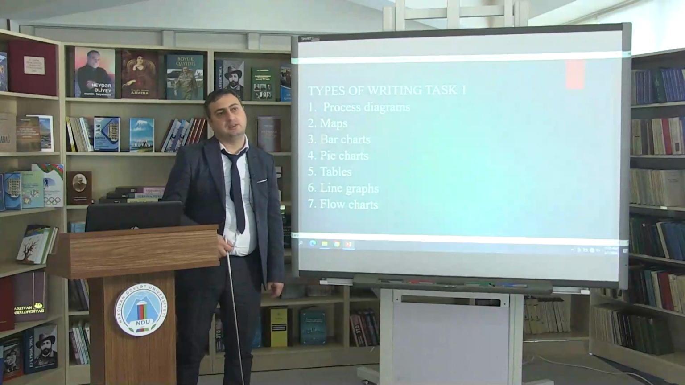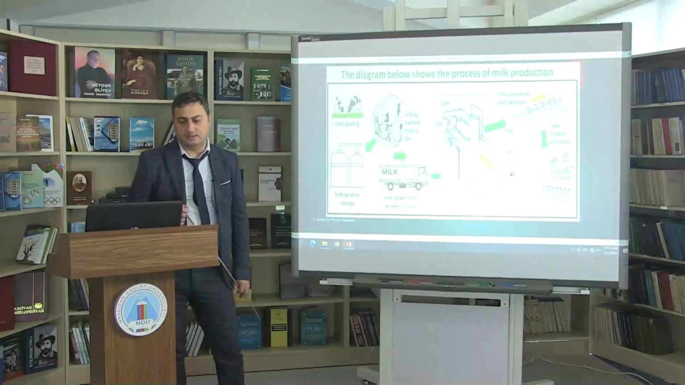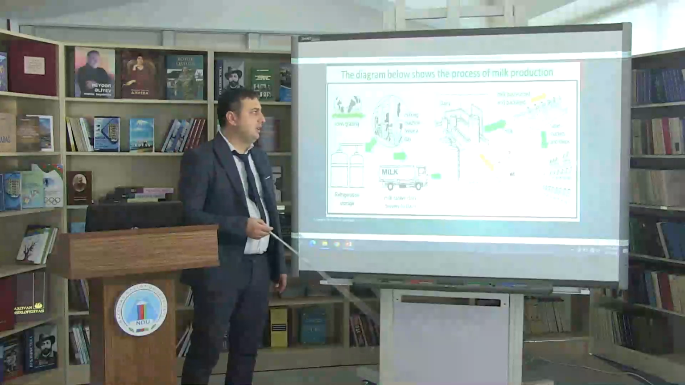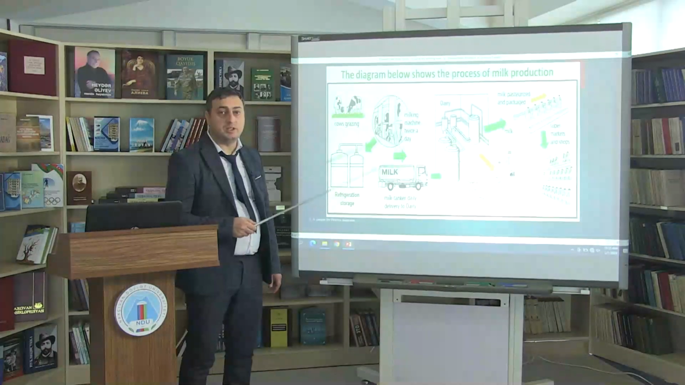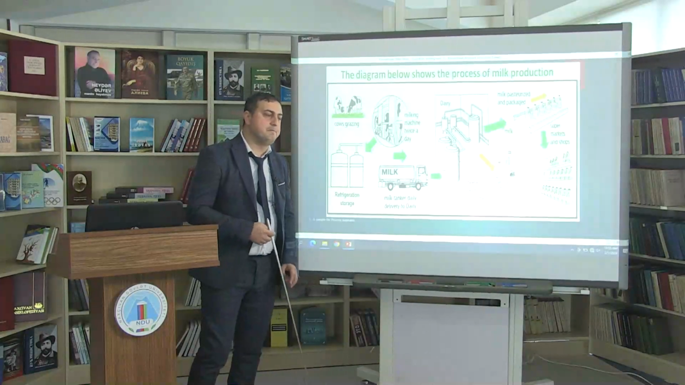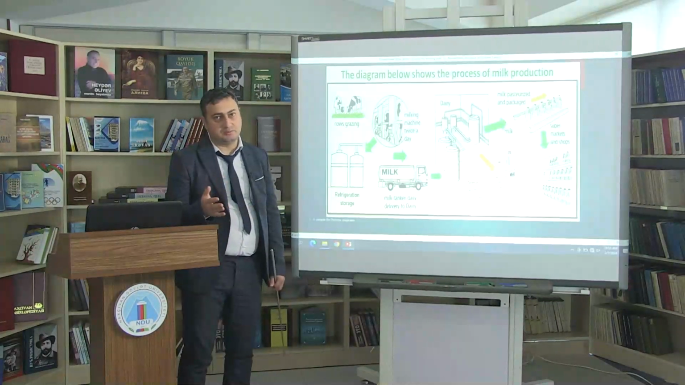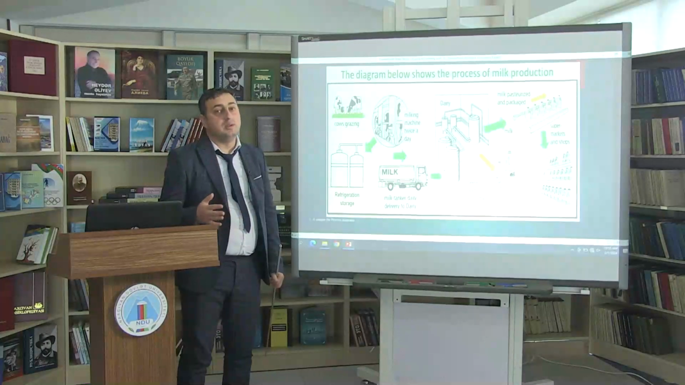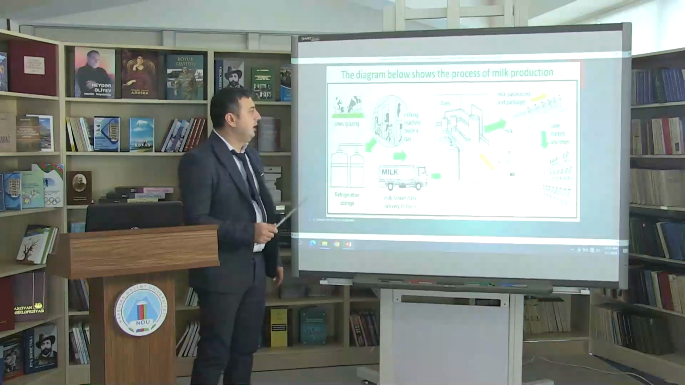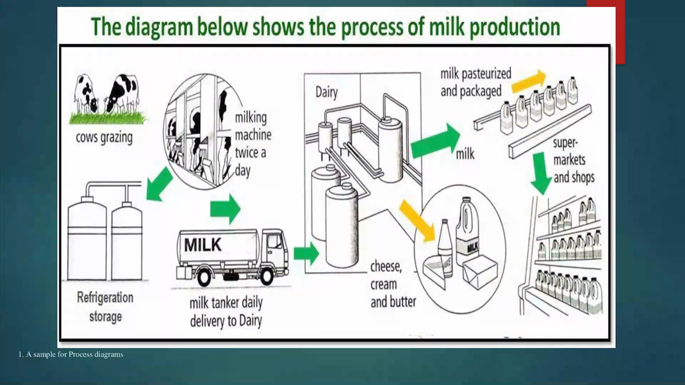Now we will describe and give samples to each of these writing tasks. First of all, let us pay attention to diagrams. As we see, a diagram can contain pictures describing any process of production, maybe the process of growing, the process of sale, everything. It may cover any content. And as we see in this first diagram, we see cows grazing in the pasture.